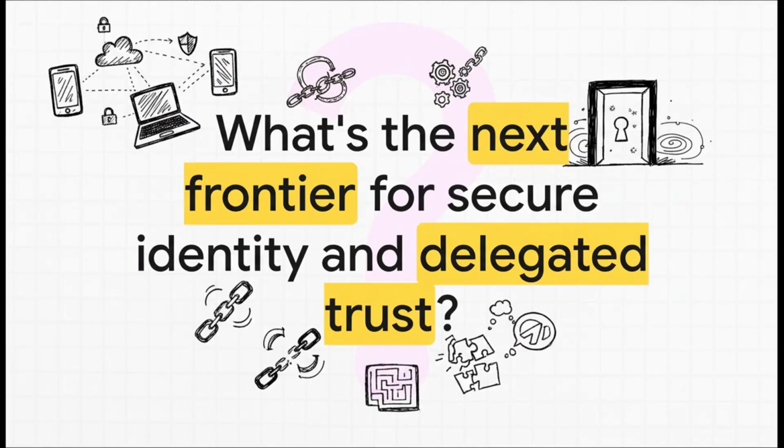You know, OAuth 2.0 is such a fundamental piece of today's internet. It's the foundation of how we establish trust between services. But as everything in our lives gets more and more connected, it really makes you wonder, what's next? What's the next big challenge for secure identity and delegated trust that we're going to have to solve?